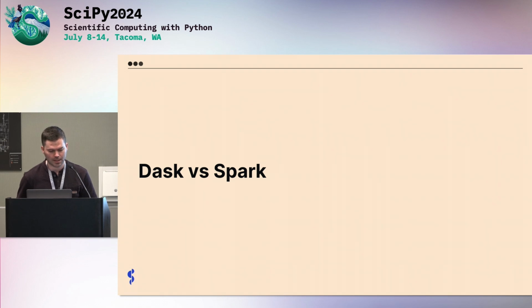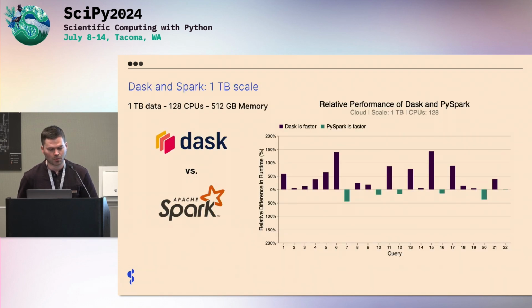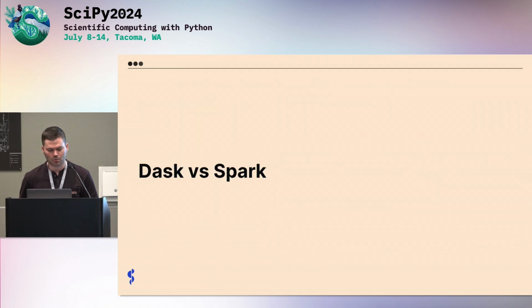Now, last but not least, Dask versus Spark. So for 1 terabyte, there are some queries where PySpark is faster than Dask, but Dask is on par with Spark, if not a little bit faster. Again, PySpark just needs a lot of resources. This isn't quite out of core yet, but as we turn up our data volume, we see Dask really start to outcompete PySpark a little bit.